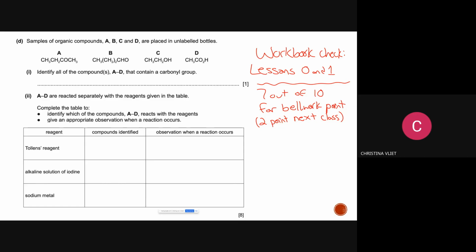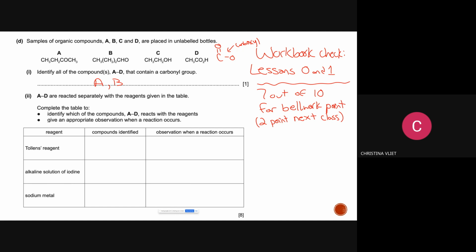All right, so first one, identify all the compounds that contain a carbonyl group. This was A and B. A lot of people that got this wrong said D, but D is not a carbonyl group. It's actually a carboxyl group. When you have the two oxygens next to the carbon, that's a carboxyl group, and it actually does have different reactive properties due to the double oxygens being next to the carbon. So that's just A and B.